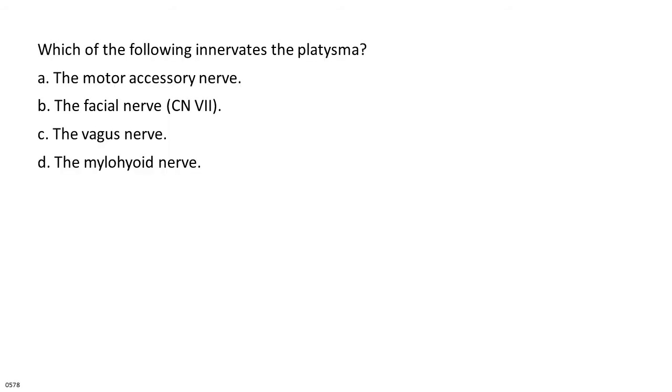Which of the following innervates the platysma? A. The motor accessory nerve. B. The facial nerve, CN7. C. The vagus nerve. D. The mylohyoid nerve.